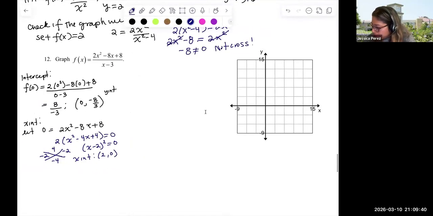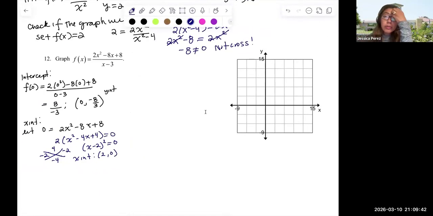So let's graph that. So 2 comma 0, be careful with the scale, because this is 3, 6, 9, 12, and 15. So this is your x-intercept, and your y-intercept is down here. Negative 8 over 3 is a little bit more than negative 2, so then we have something right here. That's negative 8 over 3 on the y value.